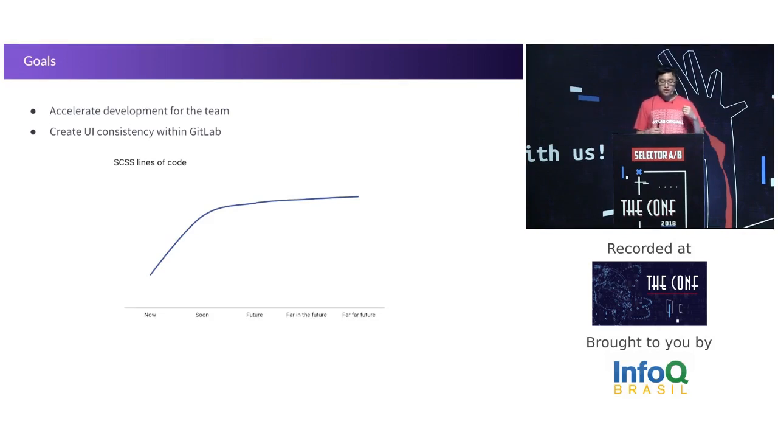We want to create this system so that we can accelerate development for the team, abstract the idea of styling away from the team, have styles that are very consistent, and also start creating more UI consistency with GitLab so that we create a better user experience. So the goal in the future would be to have a chart like this where as we continue doing this work, the CSS lines of code would plateau, because as we add new pages, we should be able to use existing UI components and their styles versus writing new styling for every new page.